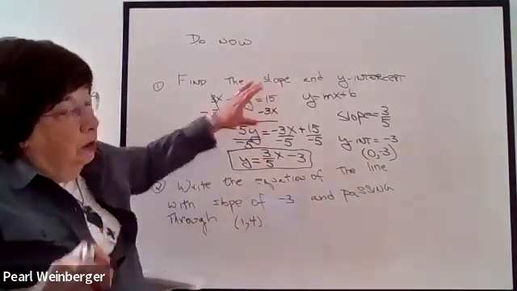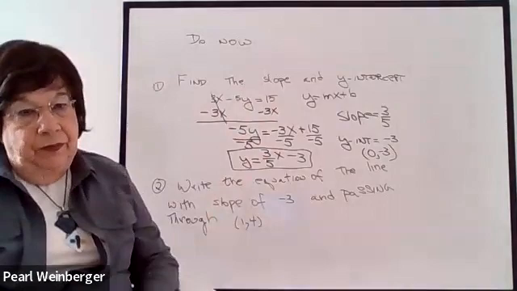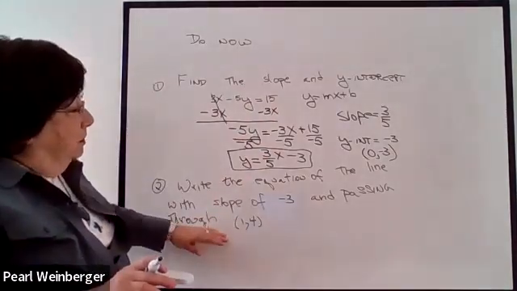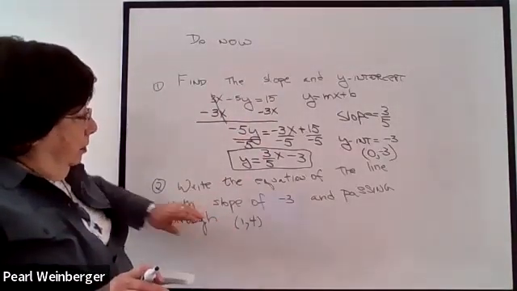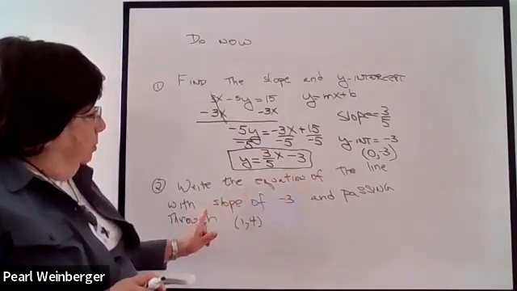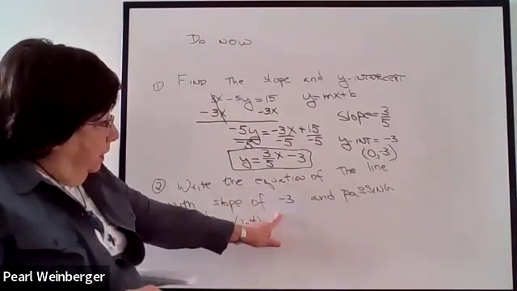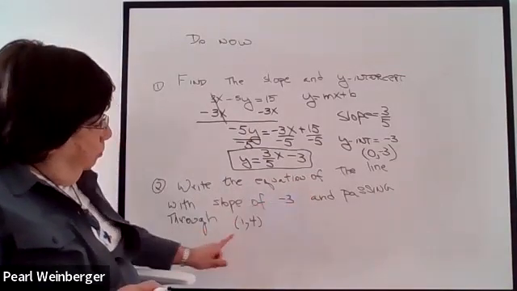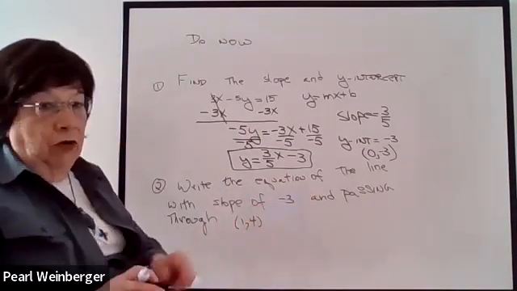Let's get more involvement in this. Okay, so let's now look at the second question. Write the equation of the line with the slope of -3 and passing through the point (1, 4).